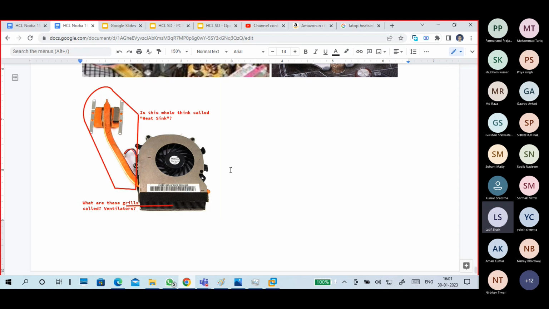Same way, guys, for a laptop or a desktop, do not close the ventilations, meaning the vents or the breathers. The holes, we call them breathers, like you are breathing through your nostrils. Same way, it breathes through these holes. Breathing means the heat wants to escape from your system. It needs a way to go outside. With the outside temperature, it will get cooled down.